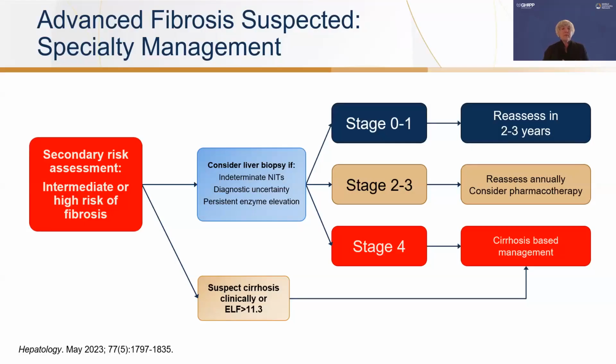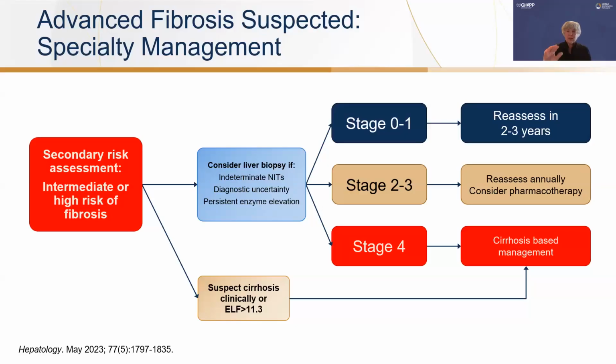So we've gotten to this place. We've maybe done a FIB4, maybe we've done an ELF, and we suspect that there's advanced fibrosis. So what I really want you to focus on here is the right side of the screen. We're looking at that stage 0 to 1. That is reassessed every 2 to 3 years.